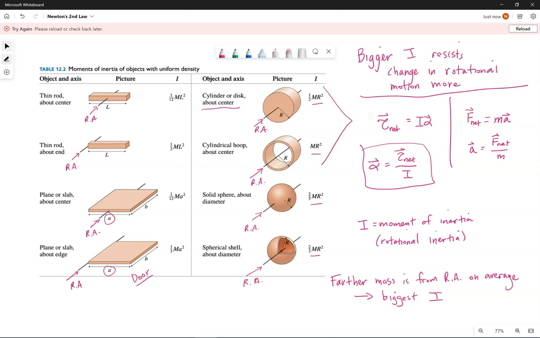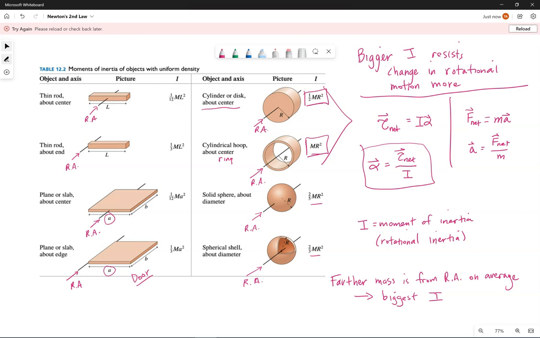So if I were to compare just a ring and a disc, notice I for the hoop, or hoop is the same thing as a ring, is mr squared here, whereas a solid cylinder or disc is 1/2 mr squared. The hoop is bigger, meaning a ring will not accelerate as quickly as a solid disc will, given the same net torque.